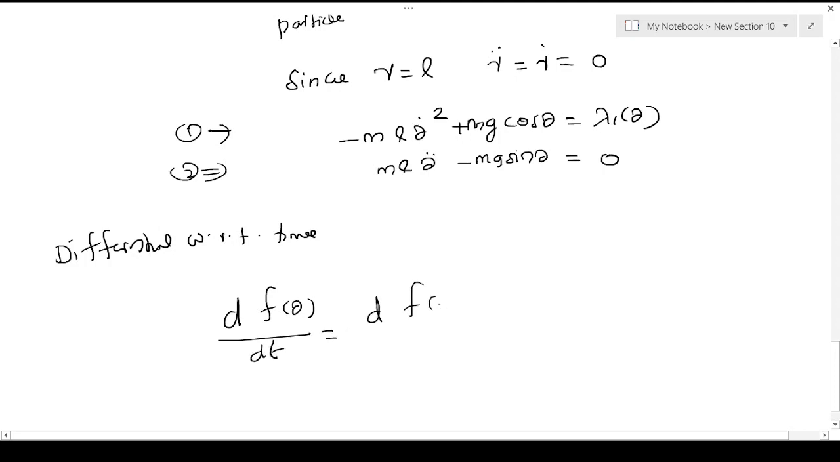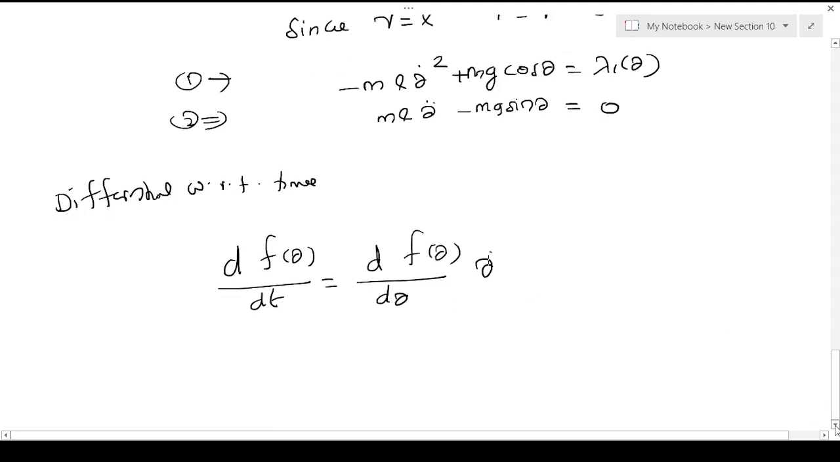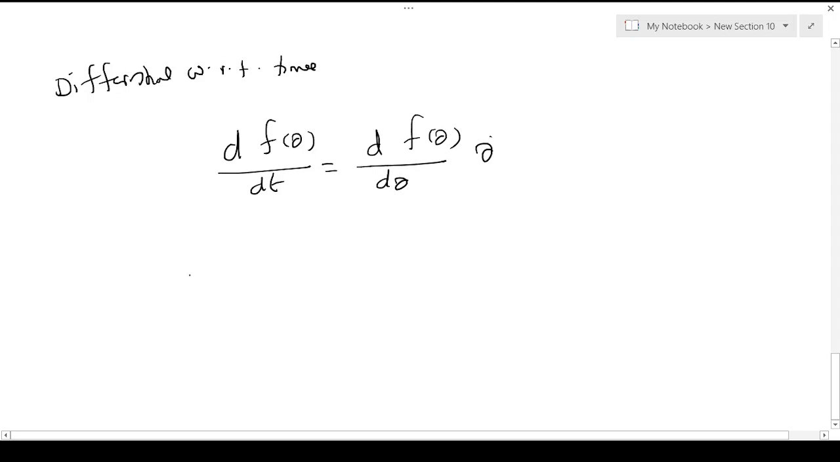It is a function of df of theta divided by d theta into theta dot will be the corresponding representation we will be getting from here. Okay, and when you say that, you will be having the corresponding solution. This will be equal to 2 ml theta dot minus mg sin theta, which is equal to d lambda 1 of theta divided by d theta.